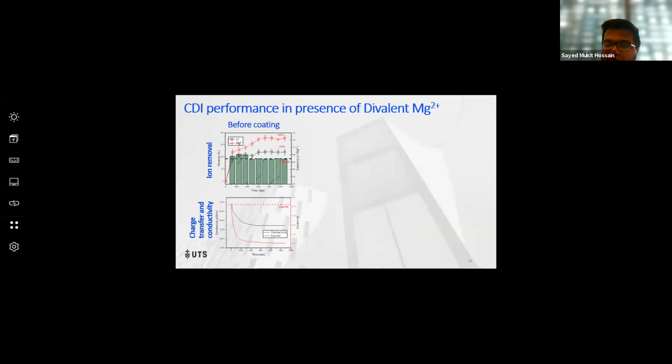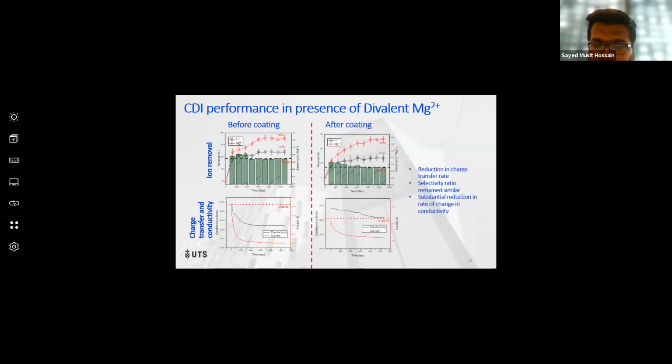However, let's see what happened to divalent ions. There are many literature showing that with divalent ions, ZIF-8 is a very established metal organic framework to enhance the selectivity ratio. With the bare electrode, we see the magnesium removal of 35% and lithium removal of 24%, giving us a selectivity ratio of 0.6. But the problem is, after coating, we haven't seen much improvement in the selectivity ratio in the case of divalent magnesium. I will discuss later why this happened.